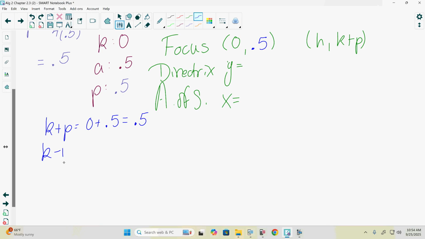Directrix general form is k minus p, 0 minus 0.5, which is negative 0.5.